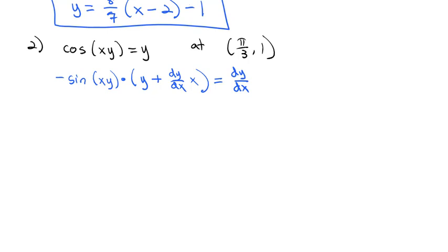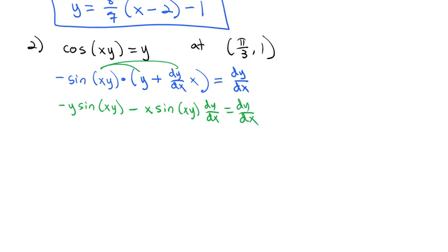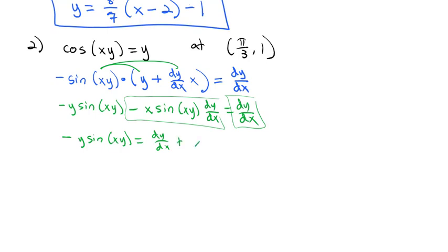We want to solve for dy/dx. We first have to get it out of the parentheses, so we're going to distribute that negative sine xy through. That gives us negative y sine of xy minus x sine of xy times dy/dx equals dy/dx. We want to get the dy/dx's all on the same side. So we'll add that x sine xy dy/dx to both sides, giving us negative y sine of xy equals dy/dx plus x sine of xy dy/dx.